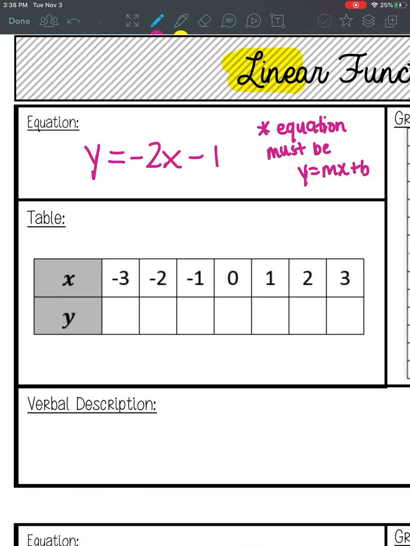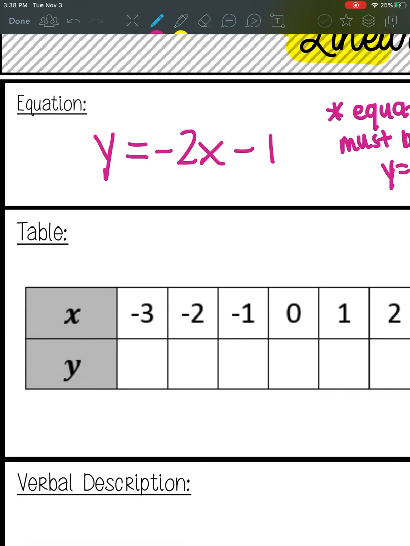Now let's create a table to see, if we're just given a table, can we identify if it's a linear or nonlinear function? Let's take, for instance, our x value of negative 3. We plug negative 3 in for x. Negative 2 times negative 3, since they're right next to each other, is positive 6. 6 minus 1, the y value is 5. So our input is negative 3, our output is 5. Do the same thing with all of these. Negative 2 times negative 2 is 4. 4 minus 1, our output is 3.